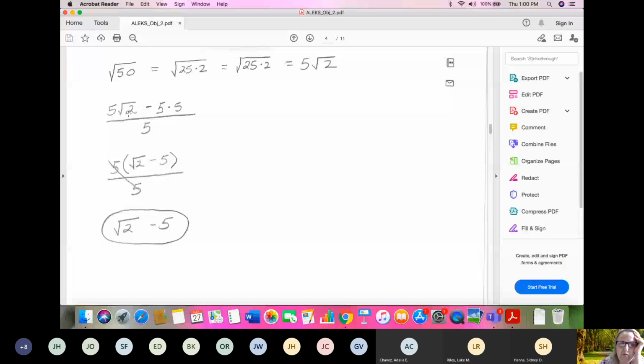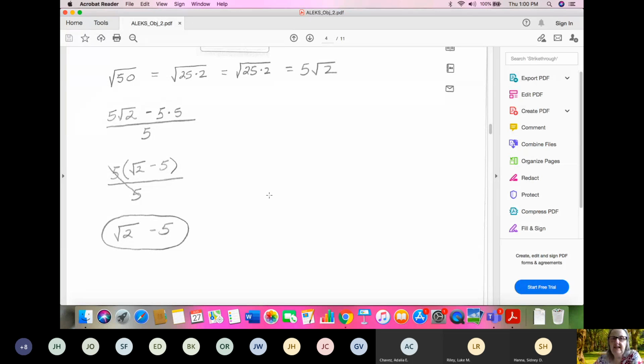We're left with square root of 2. Minus sign. We took a 5 way out front here. We're left with just a 5. So this is what we have, and then divide it by this 5. Again, 5 divided by 5, if you do it on your calculator, is 1. And 1 times what's left is what's left, which is square root of 2 minus 5. And that is the answer.